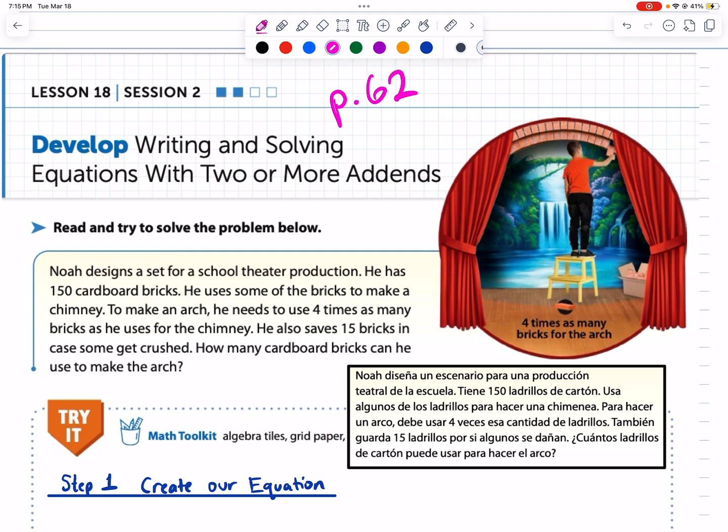When we see two or more addends, those are like terms. If you remember what like terms are, numbers with the same letter, you could put those together, and numbers without letters can also be put together.